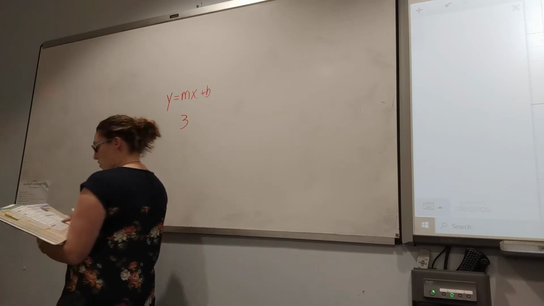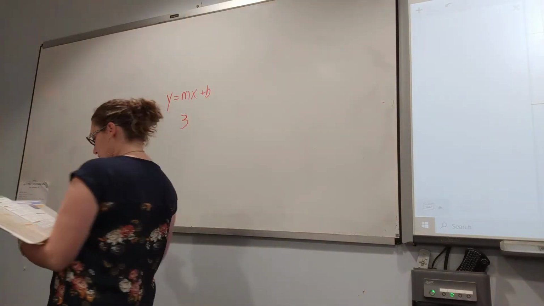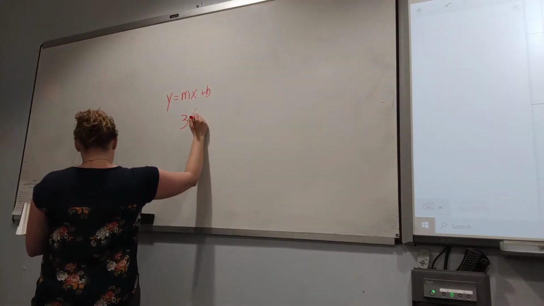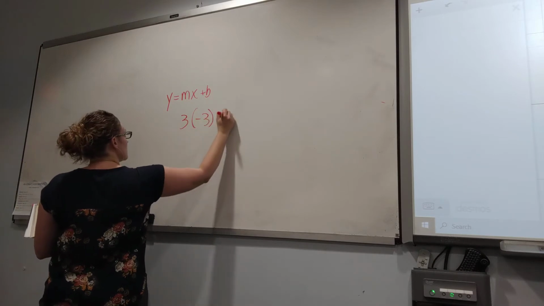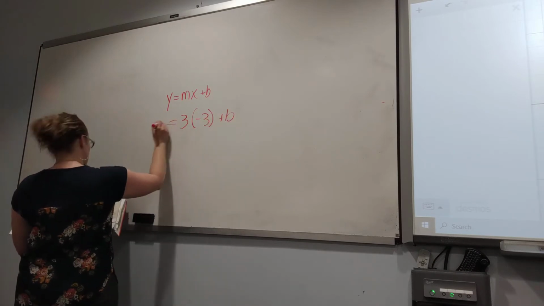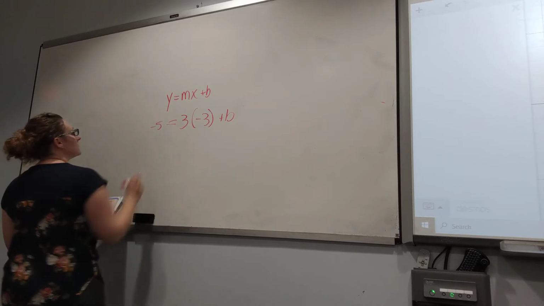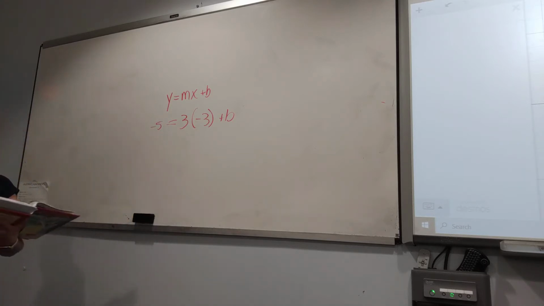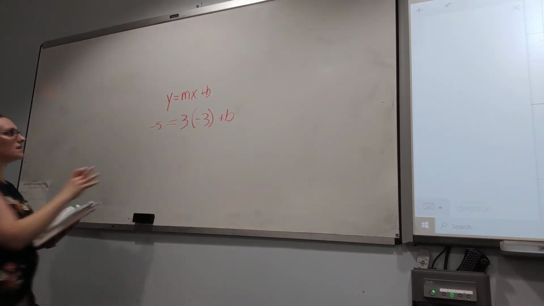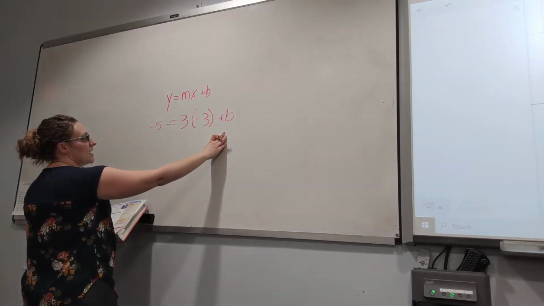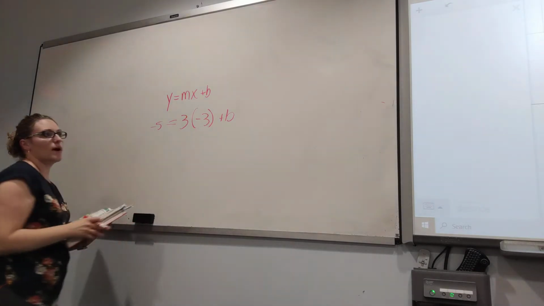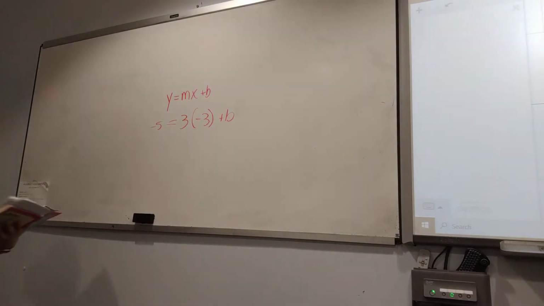Then we're going to take the point they gave us and put it in for the x and the y. So -3 here plus b equals -5. We're going to solve for b because we're going to find out where that new parallel line crosses on the y-axis. Everything is the same except for where it crosses on the y-axis. Okay?